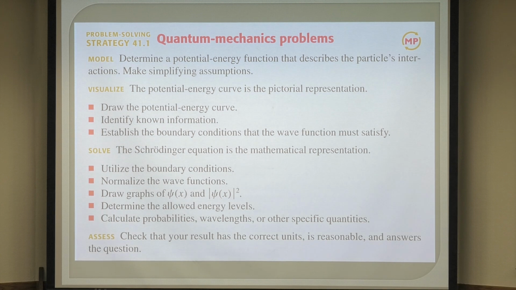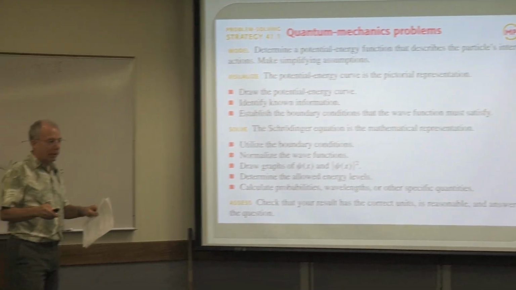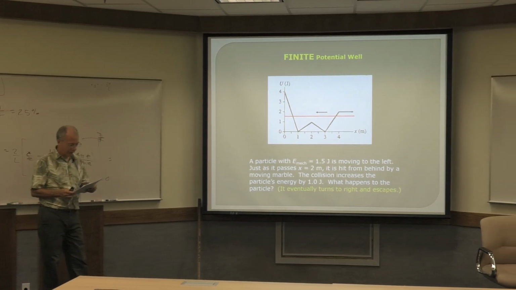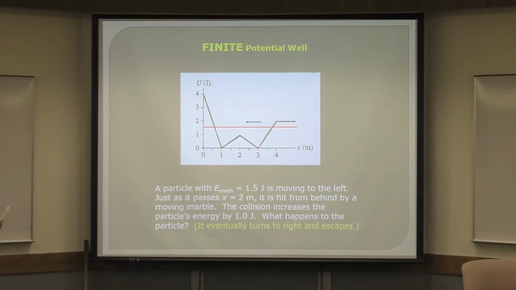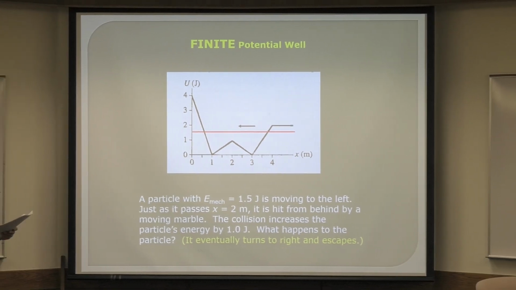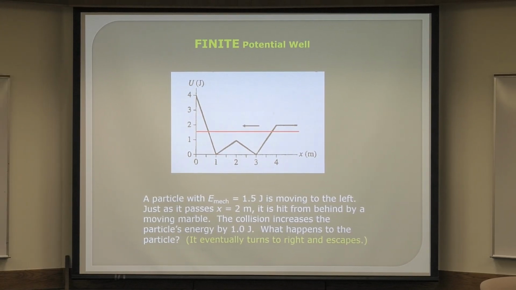All right. Okay, so that was our first example, the infinite potential well. Now let's do something more realistic. Let's do a finite potential well. But before we do that, we should review physics 121. So let me do that.